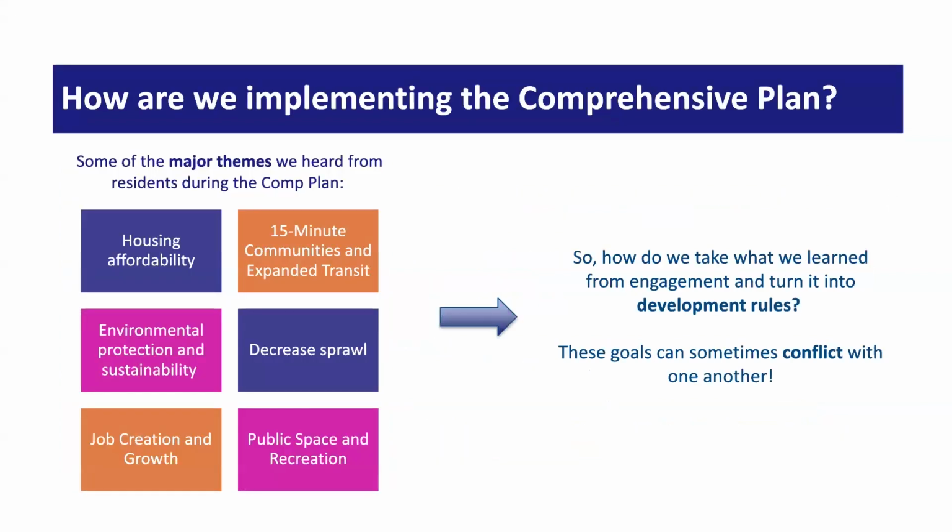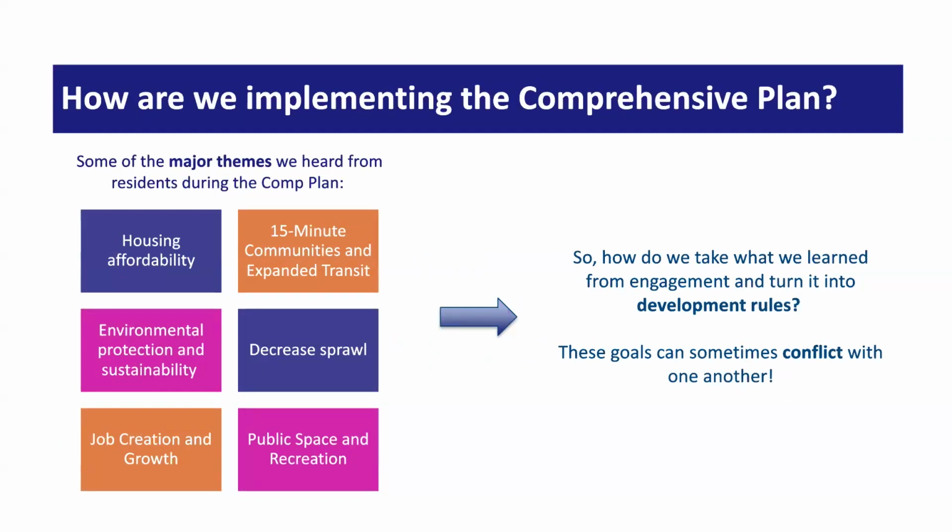So how are we implementing the comprehensive plan? How do we take essentially what we learned from 4 years of engagement during the comp plan and turn that into the development that we want to see, right? So some of the major themes that we heard during that engagement is obviously housing affordability, environmental protection, 15-minute communities, expanded transit options, decreasing sprawl, more job creation, and more public space and recreation.